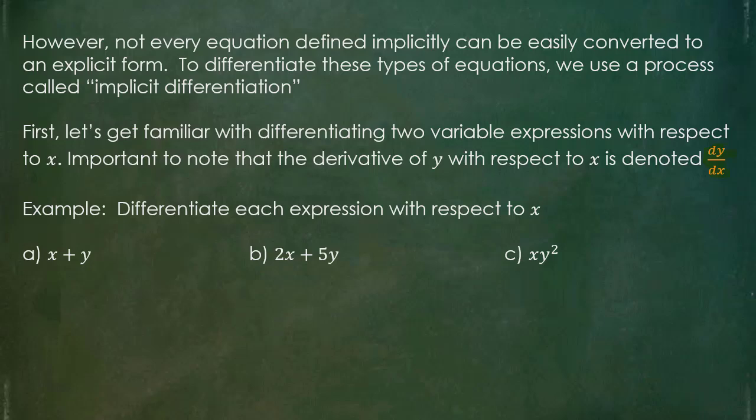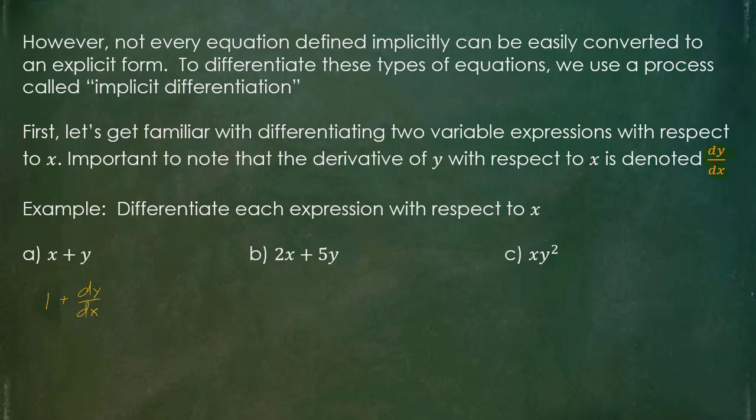So each of these, notice it just says to differentiate with respect to x. The first two have two terms, the last one's just a single term, and it's actually a product, so I'll have to use product rule on that one. But if I took the derivative of this first one, letter a, the derivative of x with respect to x would just be 1. The derivative of y we just mentioned is actually just dy over dx.